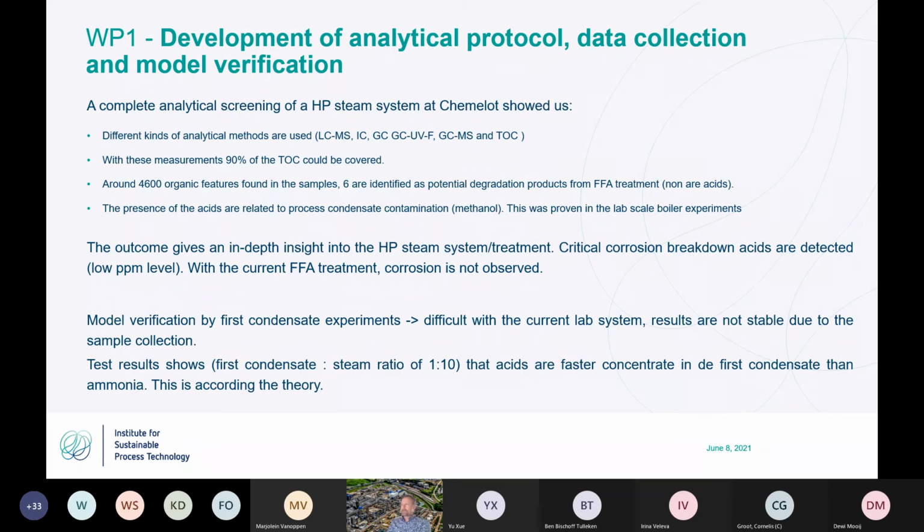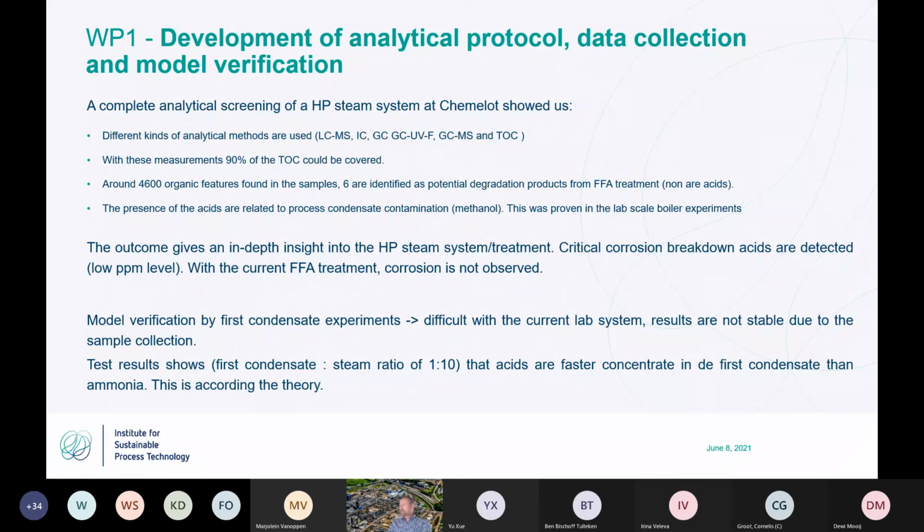Different kinds of analytical methods are used to measure almost 90% of the TOC, which gives us at the Chemelot site a good view of what is present inside all these water streams in this high pressure steam system. Around 4,600 organic features are found in these samples. That means that a lot of organics are present, but what is happening with that organic and what is doing it? We are treating the system with film-forming amines, and 6 of them are identified as degradation products.